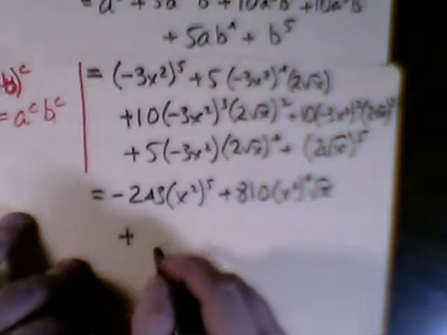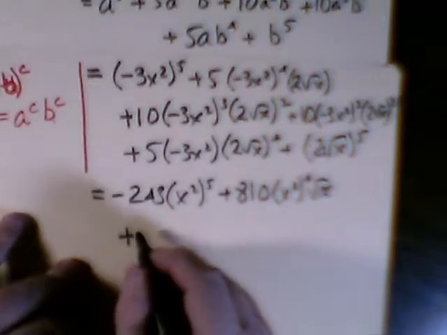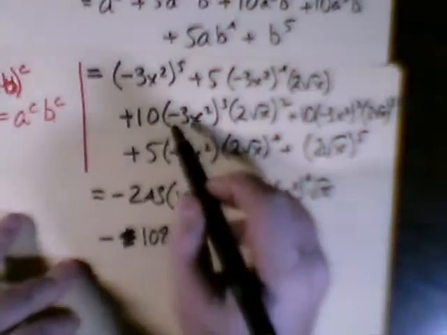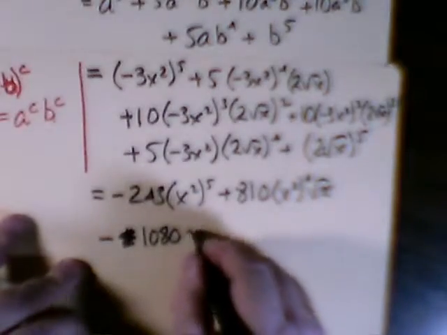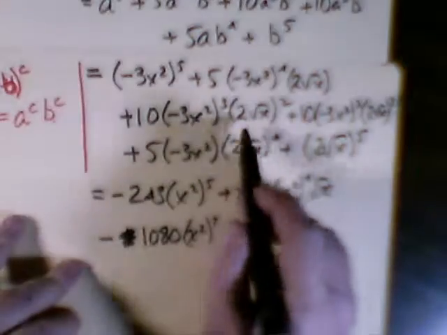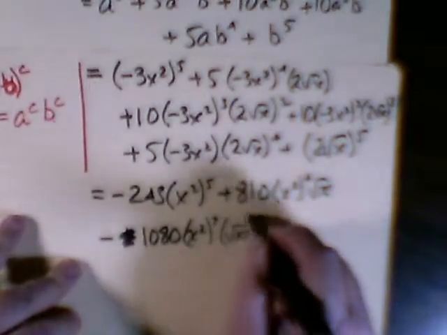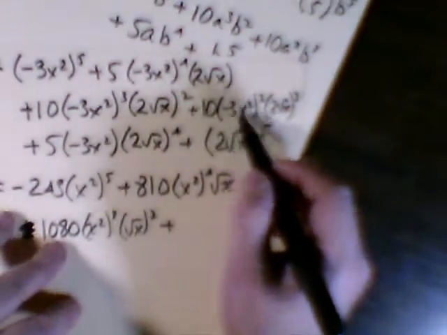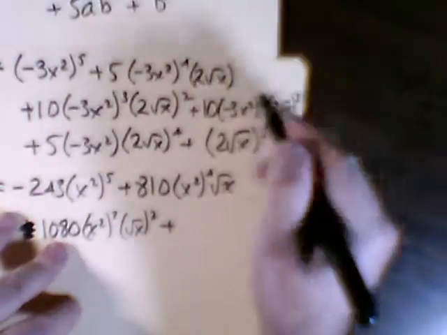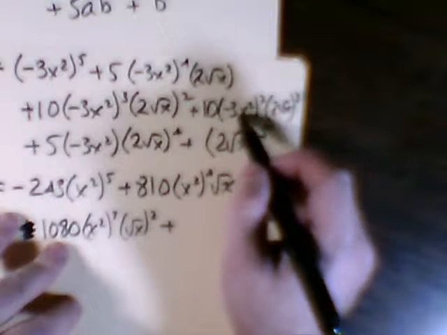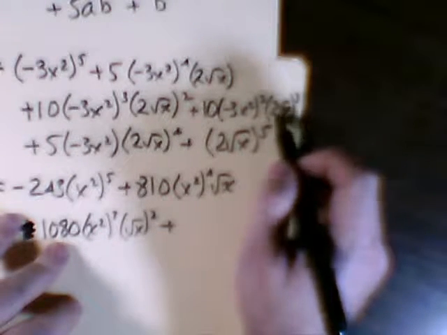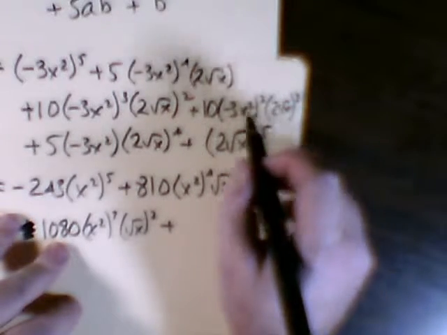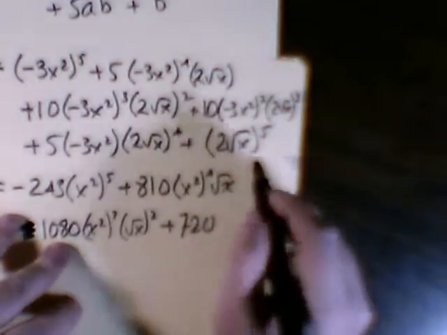is negative 1080. So really I shouldn't have a plus sign here, maybe I should have a minus sign. Negative 1080, and this is x squared to the power 3 times root x all squared, plus. Now notice this negative 3 gets squared. Negative 3 times negative 3 is positive 9, sorry. And this 2 gets raised to the power 3, that's 8. So 9 times 8 is 72, times 10 is 720.